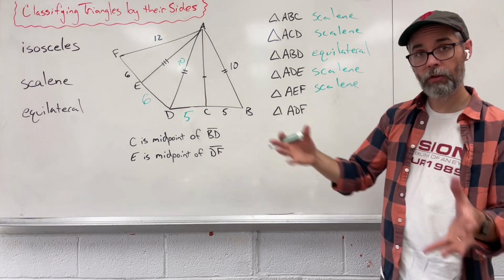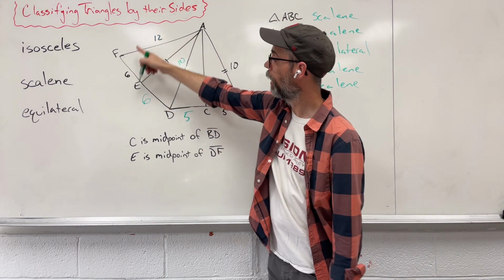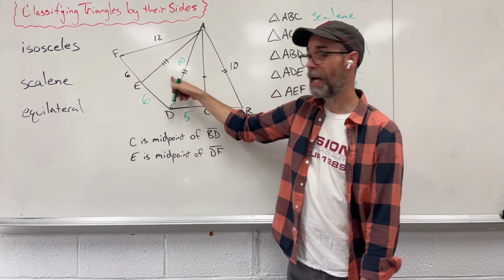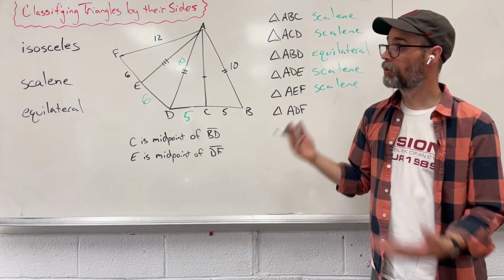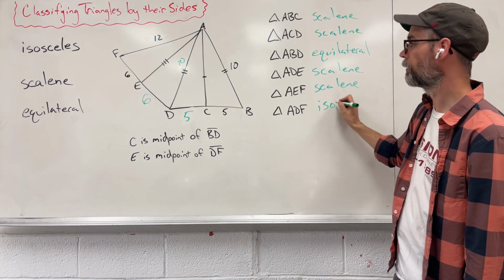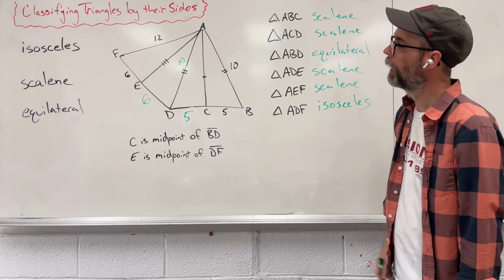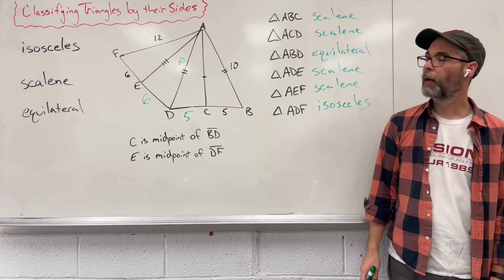But when we combine those last two, ADF, I have a 12 and a 10. They share two sides. They're both the same value. We now call that isosceles. And that's classifying triangles by their sides.